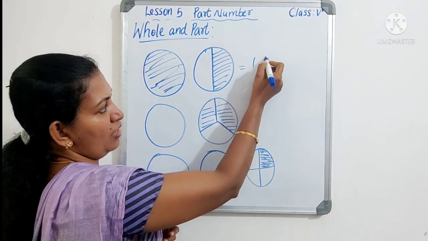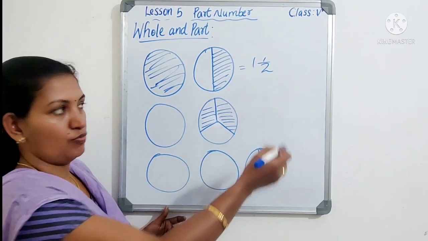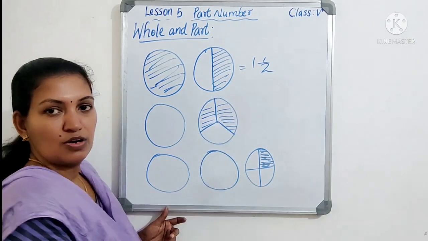So 1 and half. This is read as whole and half, that is 1 and half. So the fraction of this is 1 and half.